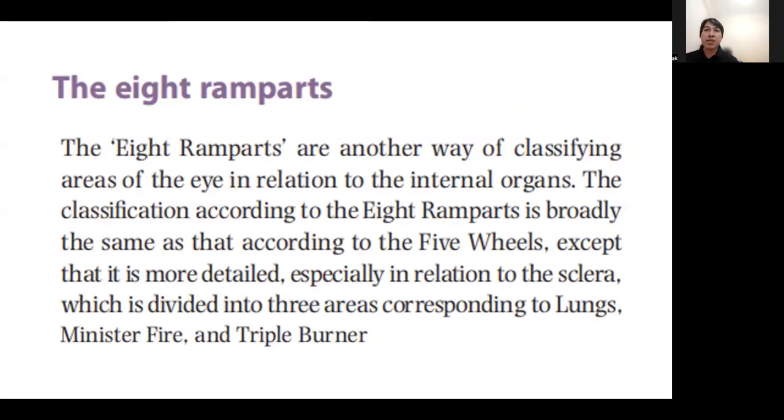The 8 ramparts. The 8 ramparts are another way of classifying areas of the eye in relation to the internal organs. The classification according to the 8 ramparts is broadly the same as that according to the 5 wheels, except that it is more detailed, especially in relation to the sclera, which is divided into 3 areas corresponding to lungs, minister fire, and triple burner.